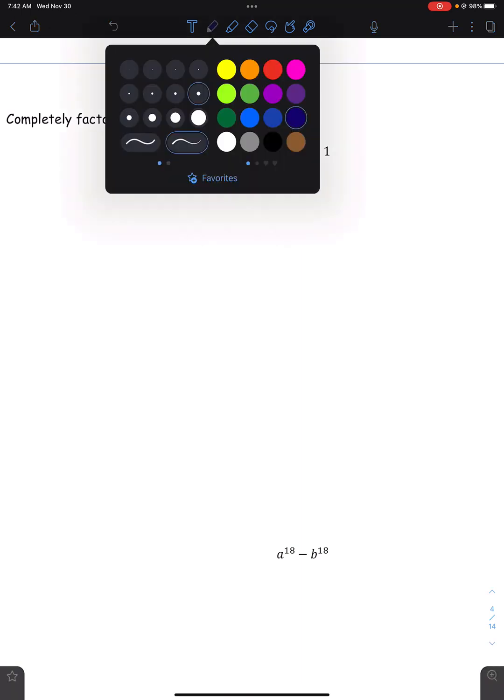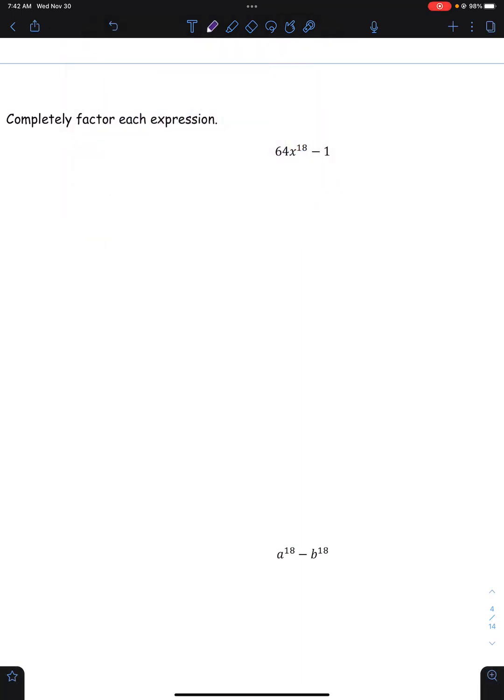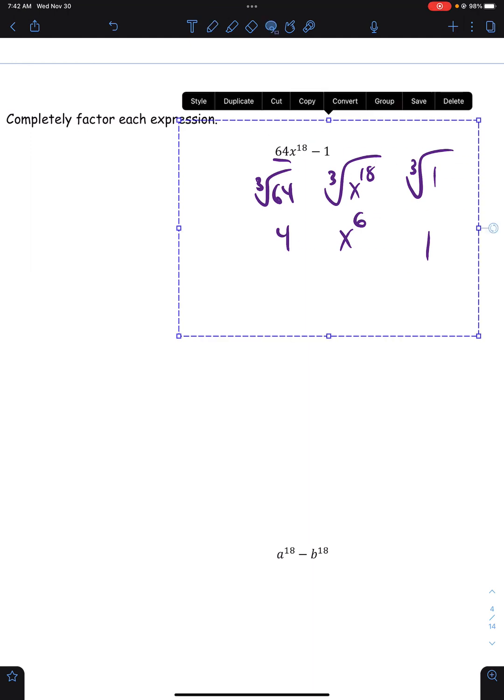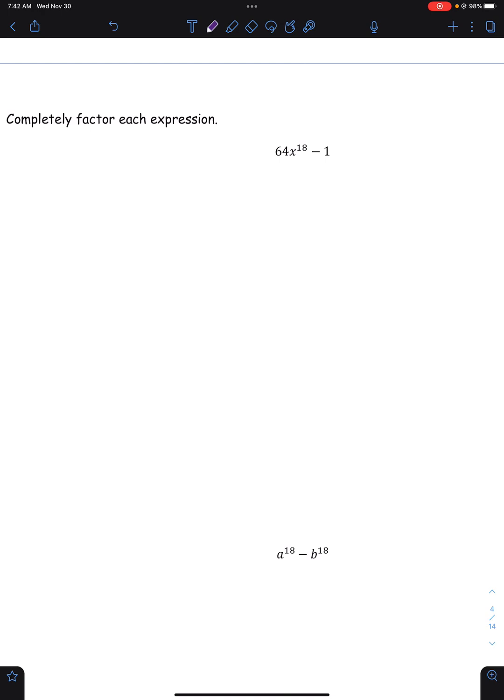So this is a difference of two perfect cubes because 64 is a perfect cube, because the cube root of 64 is 4. The cube root of x to the 18th is x to the 6th, and the cube root of 1 is 1. But what is it also? It's also a difference of two perfect squares because the square root of 64 is 8, the square root of x to the 18th is x to the 9th, and the square root of 1 is 1. So it's both a difference of two perfect squares and a difference of two perfect cubes.